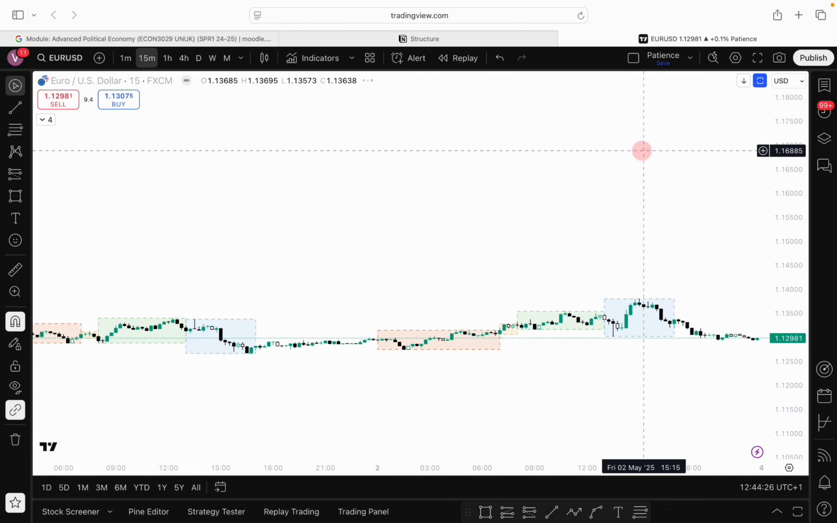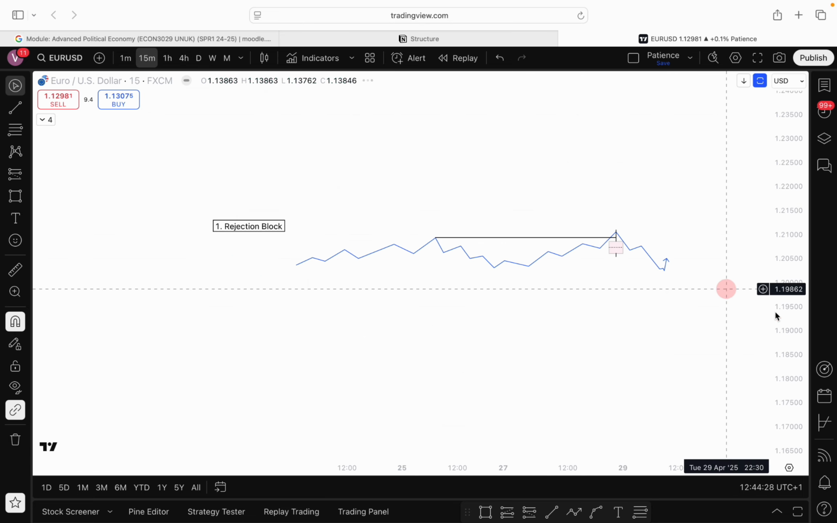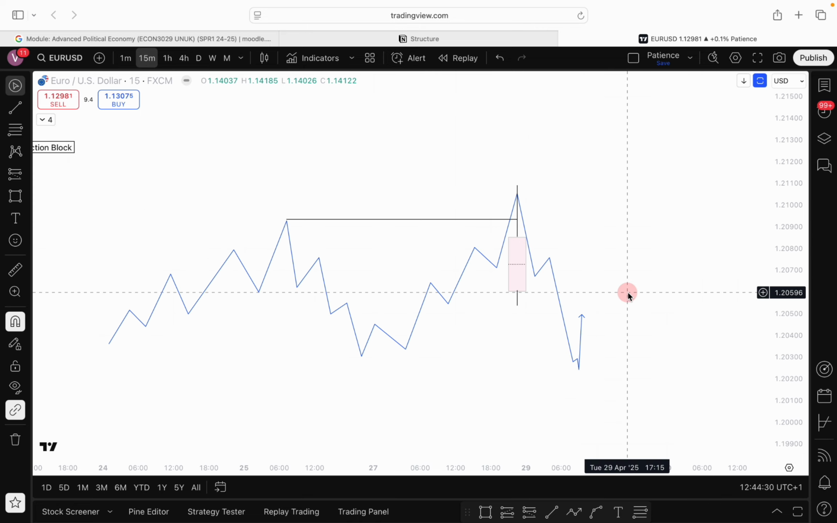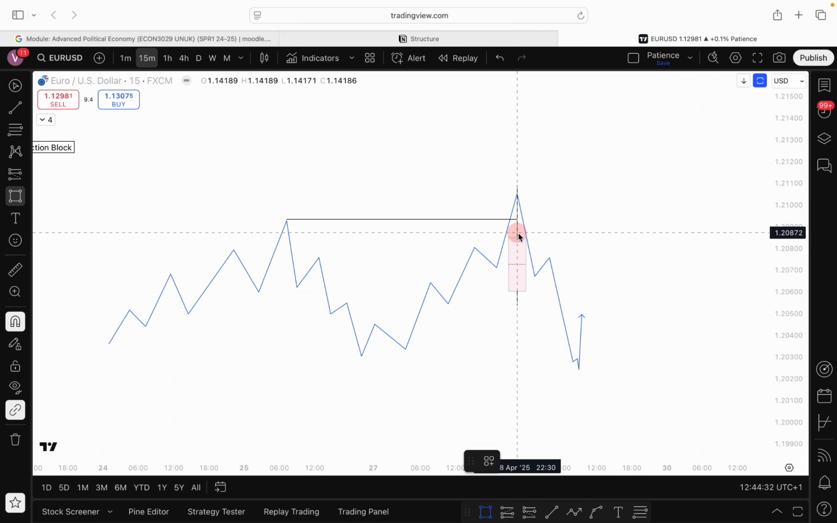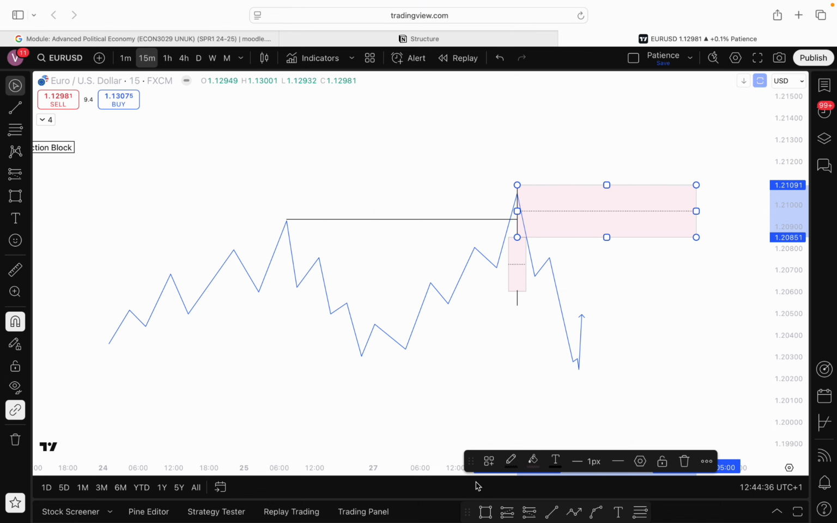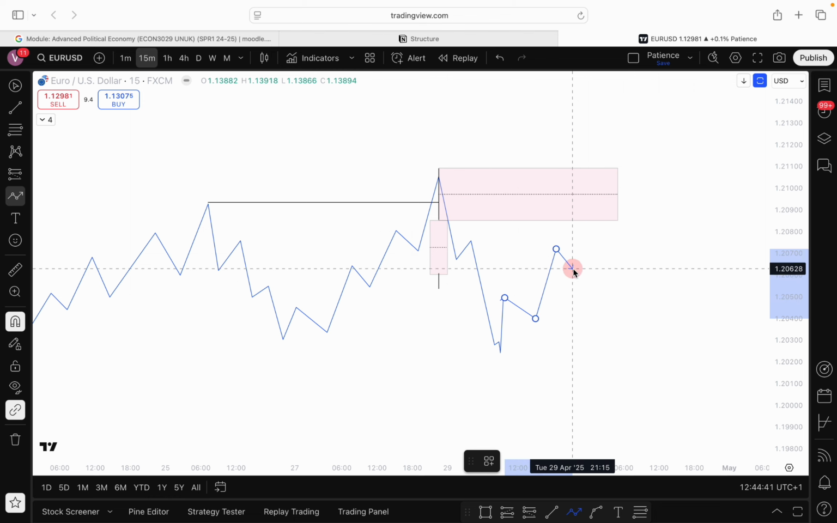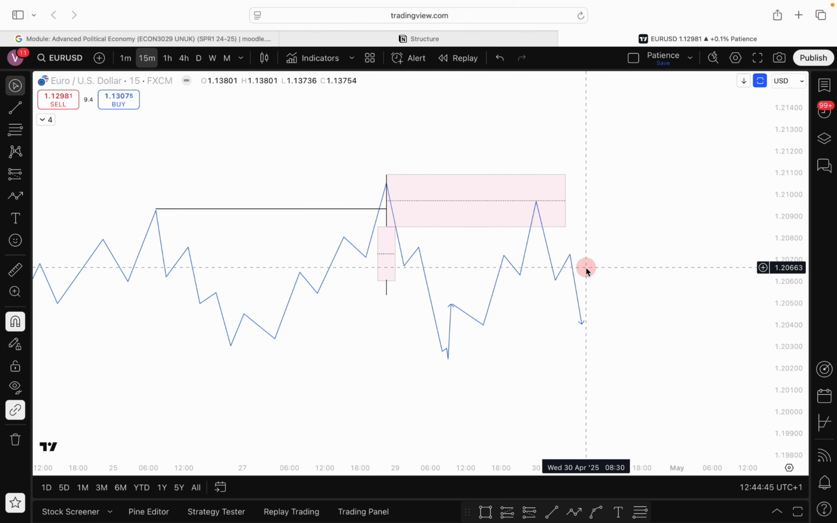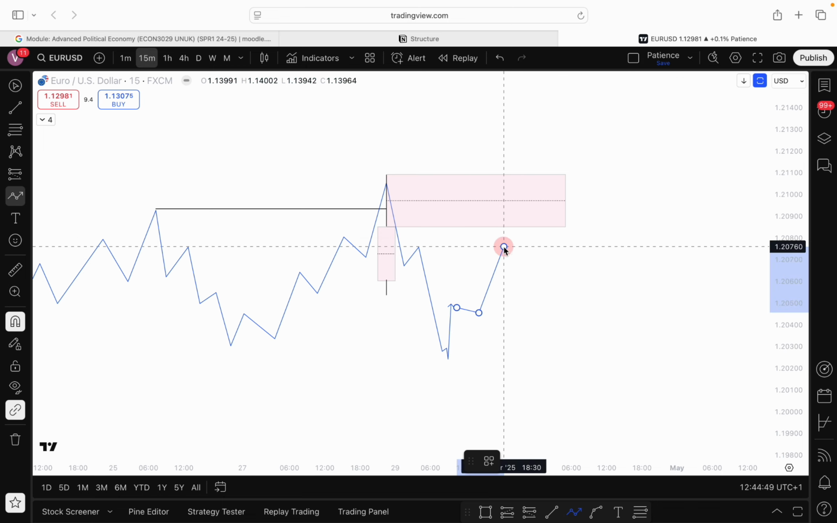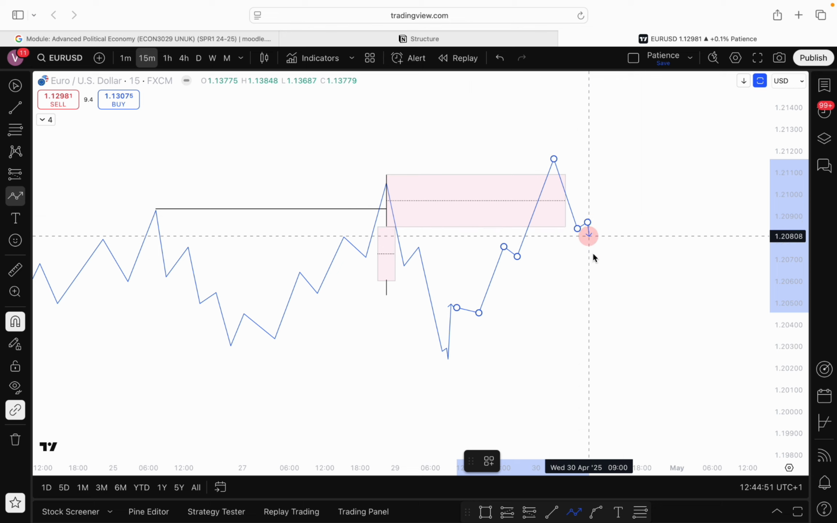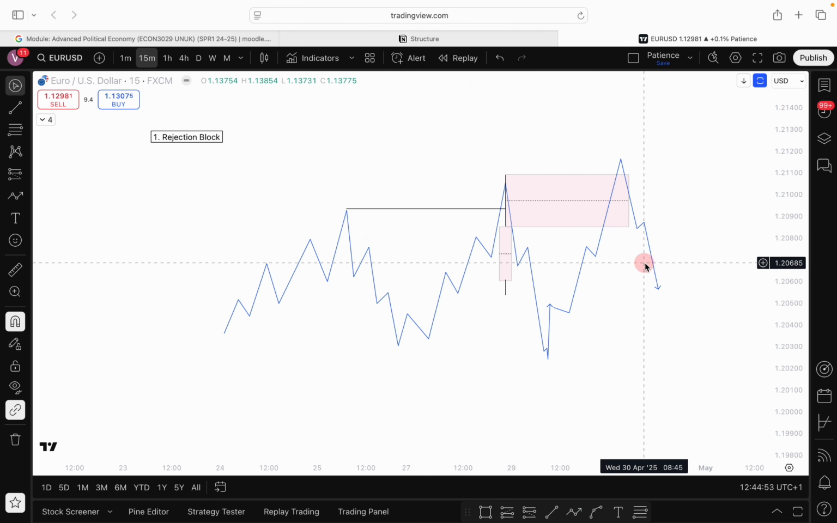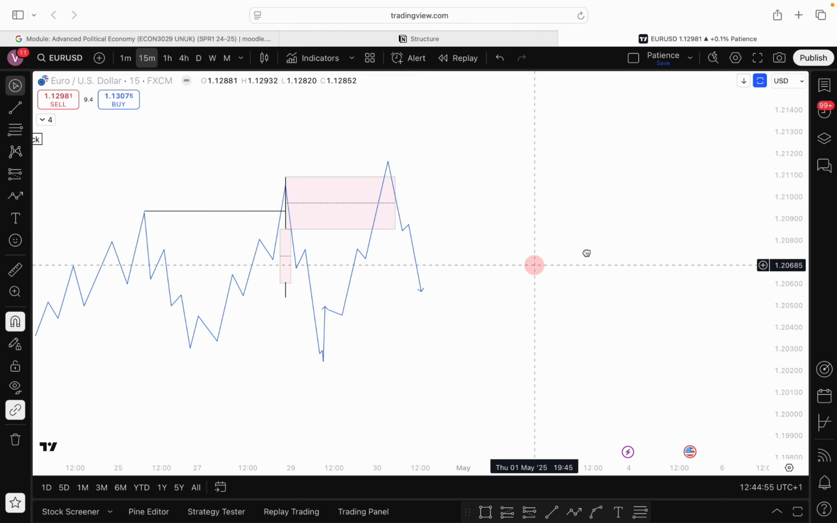So going back to the rejection block explanation, the way to mark a rejection block is we only mark the wick. So this would be our rejection block. And now what we want to see is either a test of the 50% of this rejection block and go lower, or, as another example, a sweep of the rejection block. And after that, we want to see a move downwards. Okay, so that's the first one.